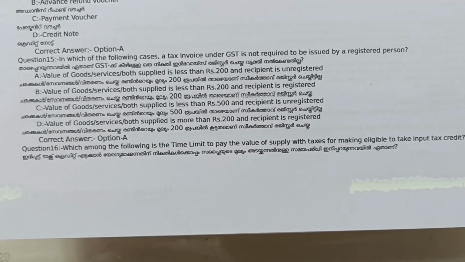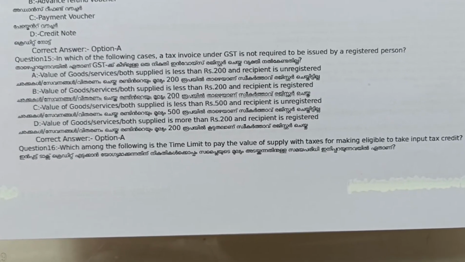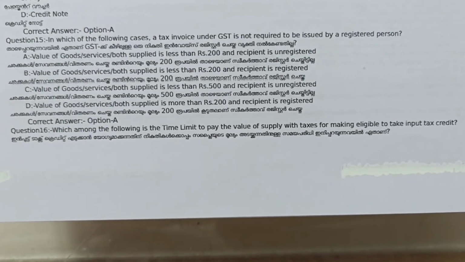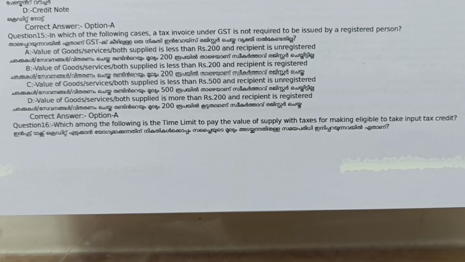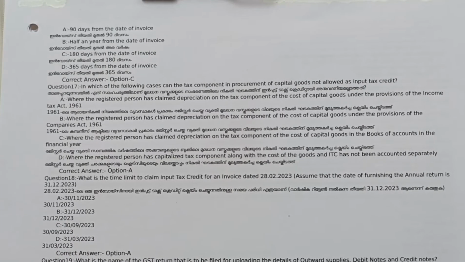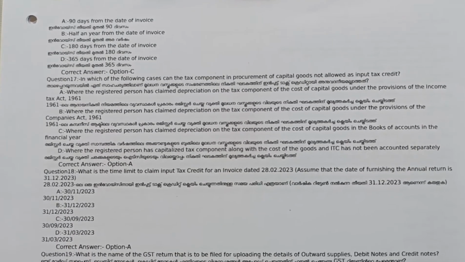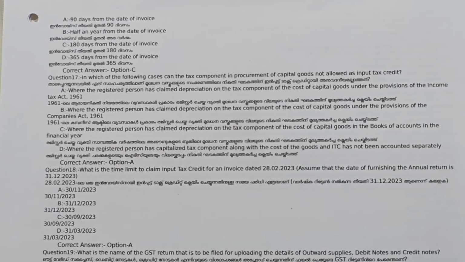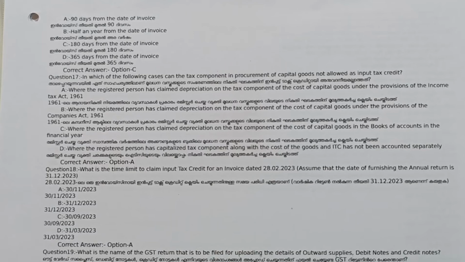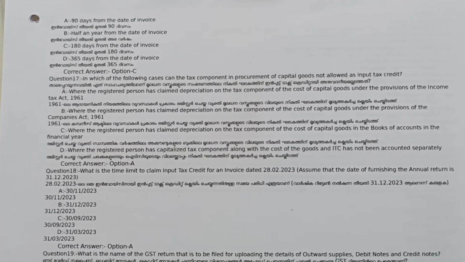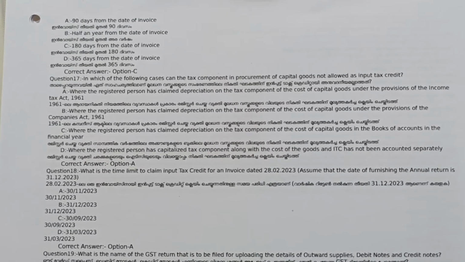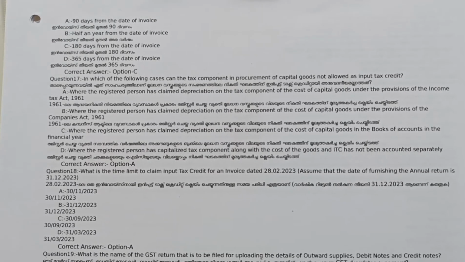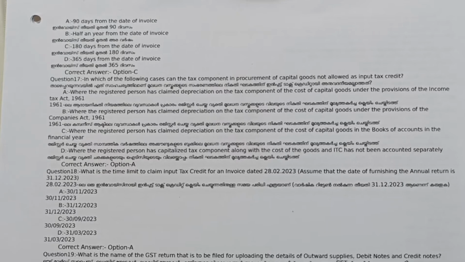Question number 16. Which among the following is the time limit to pay the value of supply with the taxes for making eligible to take input tax credit? Option A, 90 days from the date of invoice. Option B, half a year from the date of invoice. Option C, 180 days from the date of invoice. Option D, 365 days from the date of invoice. Correct answer option C, 180 days from the date of invoice.